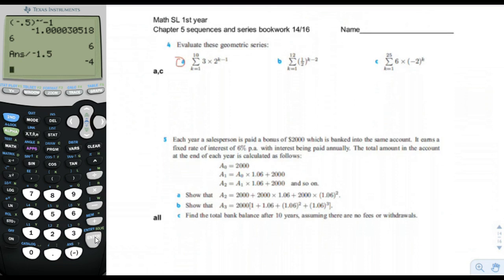Number 4. We're going to do A and C. Evaluate these geometric series. We're going to use the calculator to do this. Yeah, I think we should use the calculator for this. Okay. So actually, we can simplify this because remember, we can put the coefficient out front. So this is actually equal to 3 times the summation of 1 through 10 of 2 to the k minus 1.